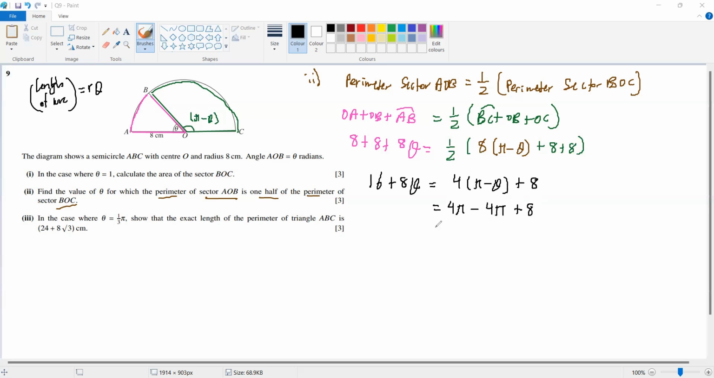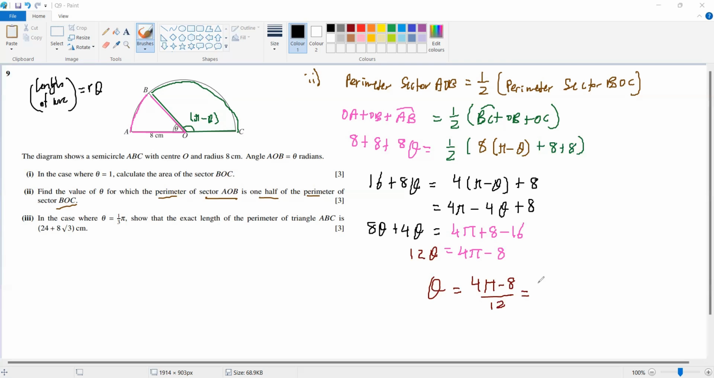This is supposed to be theta. Typo. Okay, minus 4 theta plus 8, like that. So we move all the theta to one side. So 8 theta plus 4 theta. And on the right side, we move all the other things. So 4 pi plus 8, and then minus 16. So this becomes 4 pi minus 8. And then this side becomes 12 theta. Then we realize the theta in radians is 4 pi minus 8 over 12, dividing by 4 up and down, 4 times 2, 4 times 1, 4 times 3.